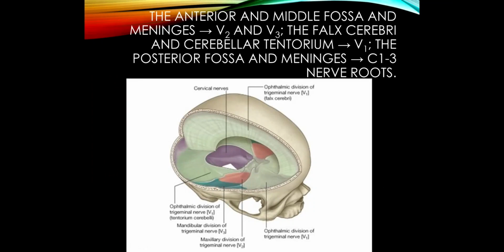All right, so remember that the dura is supplied by V1, V2, and V3. And really here we mainly see the falx cerebri and the cerebellar tentorium, which are both supplied by V1 of the trigeminal system. V2 and V3 supply the anterior and middle fossa. But when we have an abnormal activation of the trigeminal system, it's going to affect the falx, the cerebellar tentorium, and the other dura here. Remember, that's where your pain fibers are located.